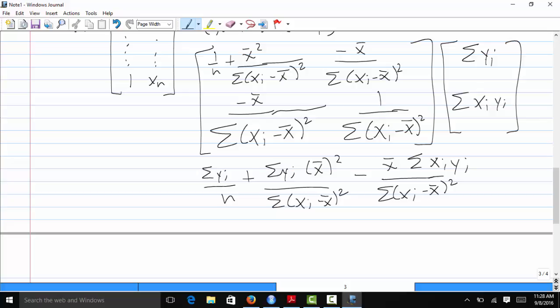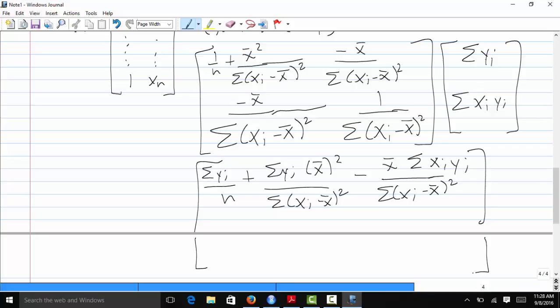And then I need to multiply the second element. All right, so on this bottom part here, I need to multiply this element times the top element here, and this second element by the bottom element there. So I get minus x bar times the sum of the y's over the sum of xi minus x bar quantity squared. And for the second part here, I'm going to get 1 over the sum of the xi minus x bar squared times the sum of xi yi.